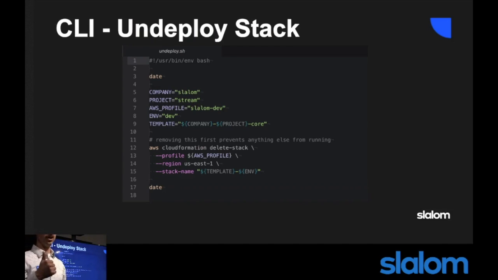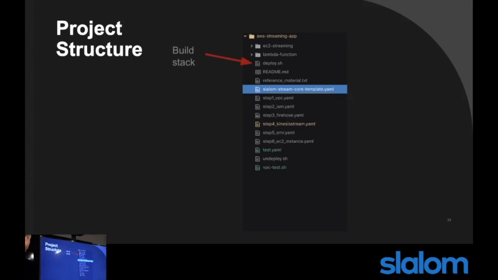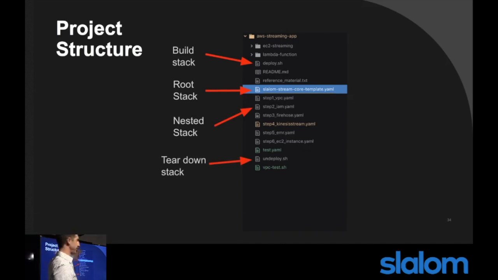So I have one undeploy, one deploy bash script, and I just sh that, sh this, build it, tear it down. So this is where it's nice. And then I just wanted to go through and highlight that in my project structure. So I'm just bringing that structure back again. This is how I build my stack, sh deploy. This is how I tear it down, sh undeploy. And then here is my respective root stack and nested stacks.